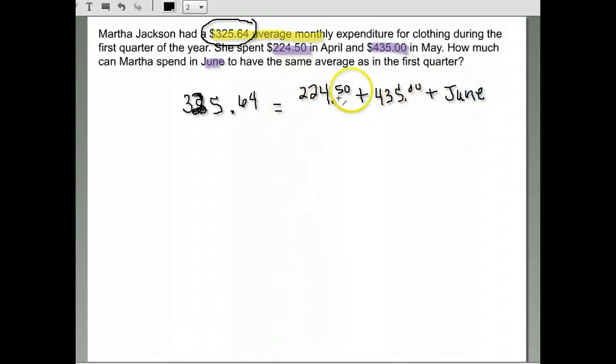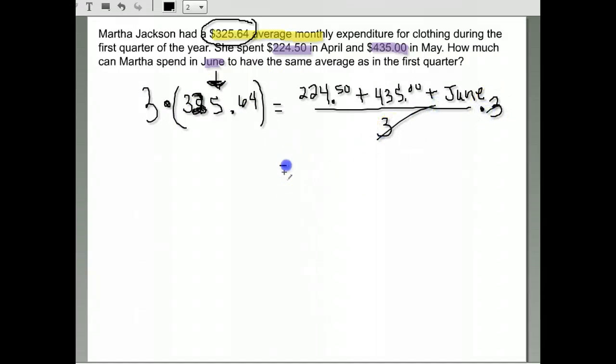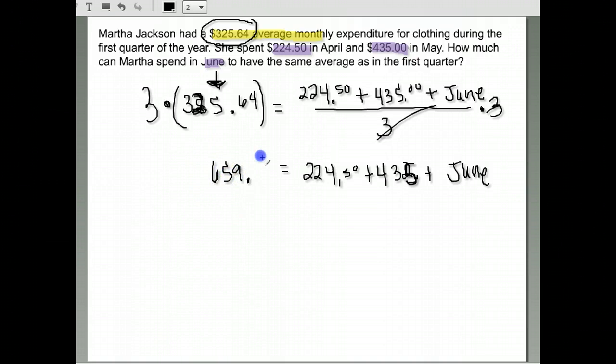Now, if we were to average those, we would add them all together and divide by 3. When we do that, this number over here is what we were wanting to get. So we go ahead and set up this equation and then solve for our missing number, which was June. So to get rid of that dividing by 3, we multiply both sides by 3. Okay, so over here I have $224.50 plus $435 plus whatever June happens to be should equal $659.50.